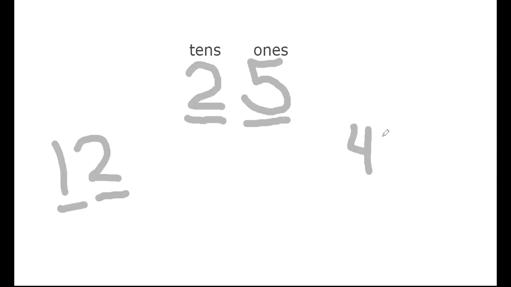So if I have the number 43, which number is in the ones place? Not the tens place, but the ones place. The 3 is in the ones place. The 4 is in the tens place. So just remember that the number on the left side is the tens place. The number on the right side is the ones place. So this 2 is in the tens place. This 5 is in the ones place. All right, let's go ahead and go over to our workbook.